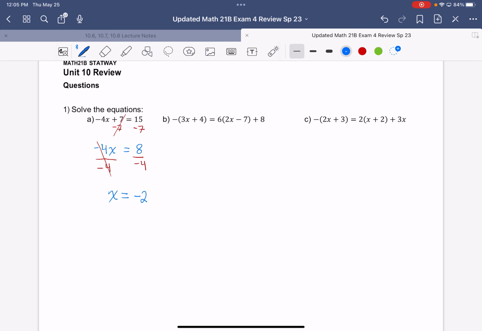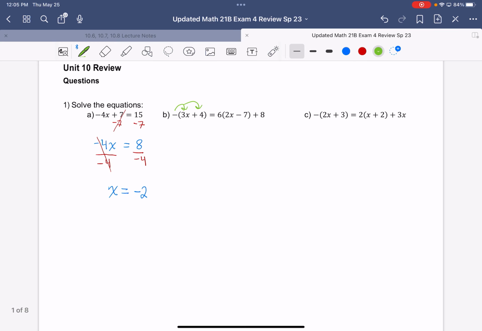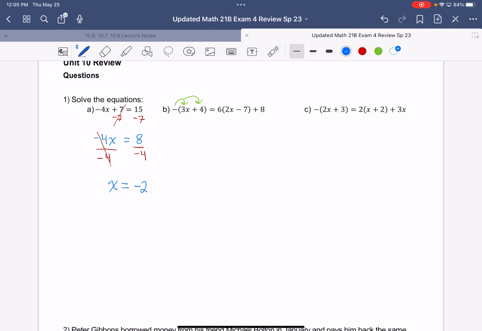All right, part B. Part B is a little bit trickier. As you can see, there is some simplifying we can do before we begin to solve. So I'm first going to just focus on the left-hand side of the equation, just the left-hand side, and I'm going to simplify it by distributing the negative sign. Negative times 3x is negative 3x. Negative times the positive 4 becomes a minus 4. So I have now simplified the left-hand side as much as possible. Going to bring down the equal sign.